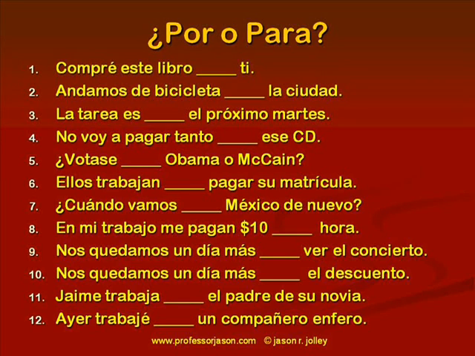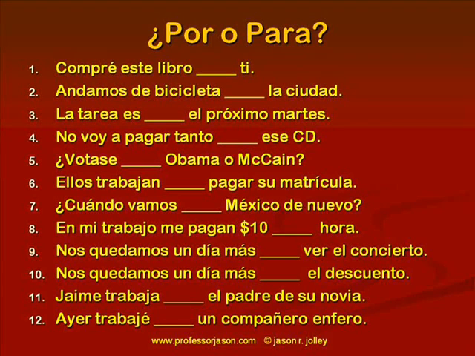Number seven, when are we going to Mexico again? We're talking about a destination. When are we going to Mexico again? Number eight, at my job, they pay me $10 per hour. That's the rate that they pay me at. They pay me $10 per hour. Number nine, look at number 9 and number 10. Notice they're almost identical, okay? We're talking about a resort or a hotel in number 9 and 10. We stayed an extra day to see the concert, or in order to see the concert, number 9. Number 10, we stayed an extra day at the resort because of the discount that they offered. We stayed an extra day because of or due to the discount.